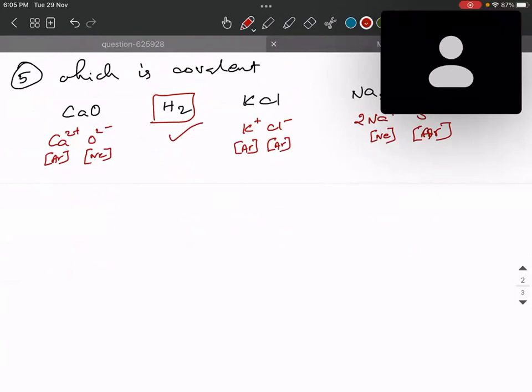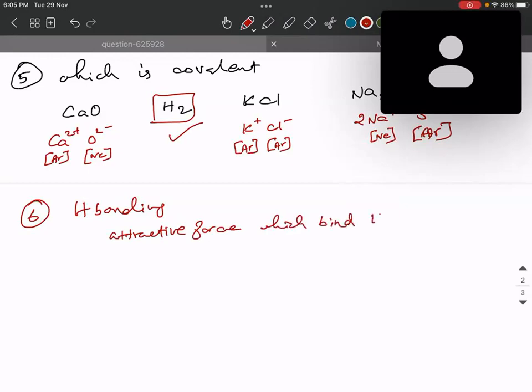And then what is a hydrogen bond? You tell me, how will you define a hydrogen bond? Define the hydrogen bonding. So what do you have to write? A hydrogen bond is an attractive force which binds the hydrogen atom of a molecule with an electronegative atom. So it is an attractive force which binds a hydrogen atom and a more electronegative atom.